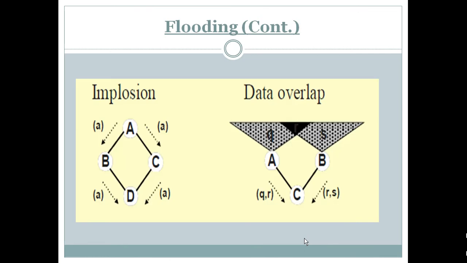You can see implosion. A is sending the data, let's say, to B and C, and B is sending it to D. Let's suppose D is the destination node and A is the source node. So the source node sends data to both neighbors, B and C. B is sending that particular data to the destination node D, and C is again sending the same data to D. Now D has two copies of the same data, right? So this is what implosion is.